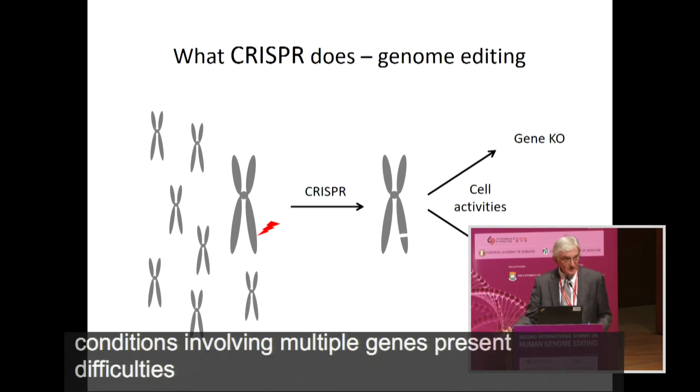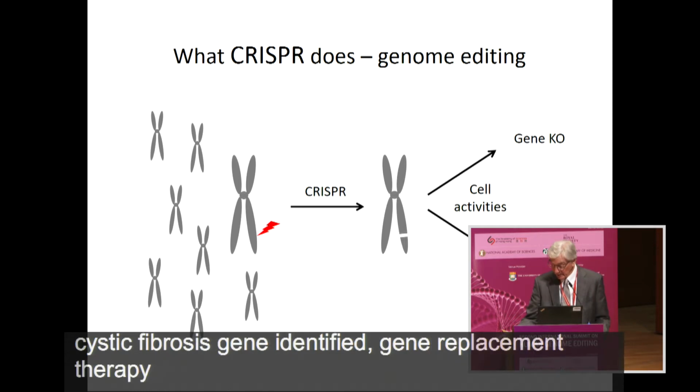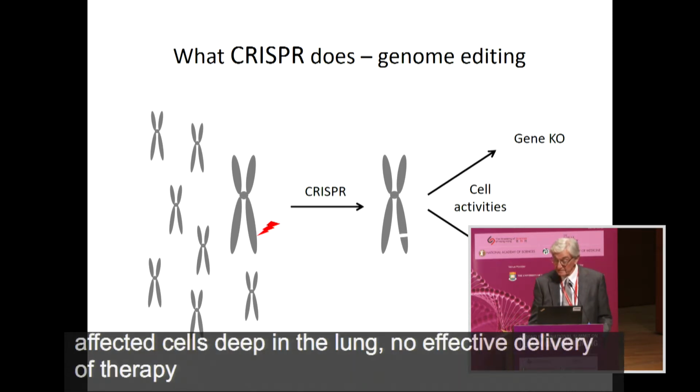The typical target of these therapies is the lung, since patients die from respiratory insufficiency. But the affected cells are deep in the lung, and no effective delivery system has yet been devised. In addition, by the time respiratory problems emerge, many patients have lost pancreatic function due to the absence of the CFTR protein, and other organs can also be affected.